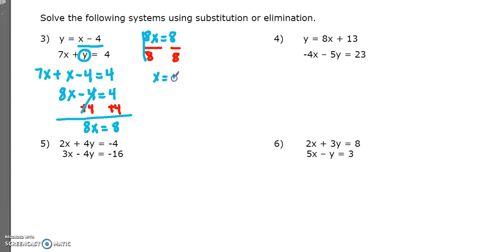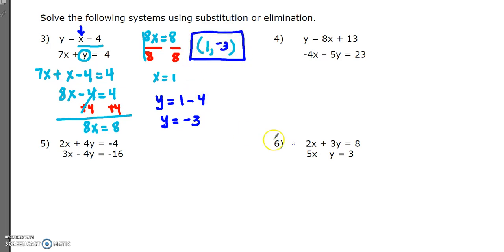And so I will end up with x equals 1. Now, I'm solving the system, so that means I have to have a coordinate point. Well, my x is 1, and we need to figure out what the y is. So I'm going to take my x value of 1, and I'm going to replace it in place of my x right here, and solve for the y. So now I have y equals 1 minus 4. And so 1 minus 4 will give me negative 3. So the y value will go right there. And here's my solution.